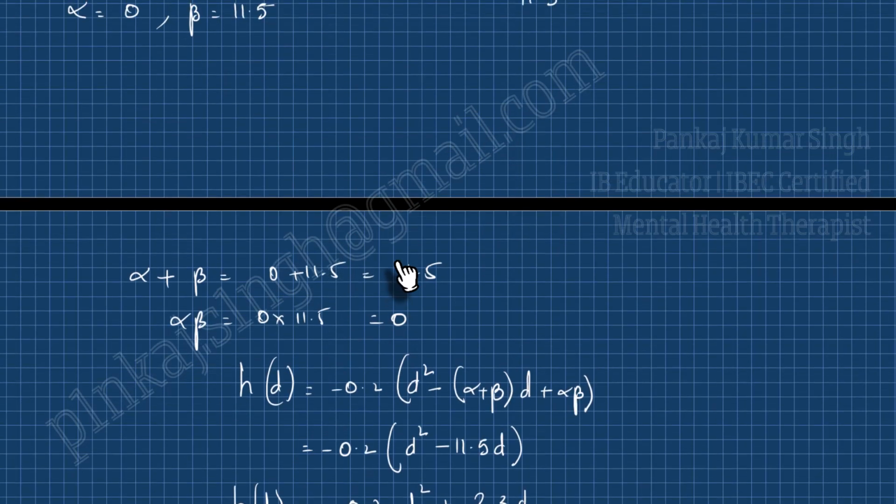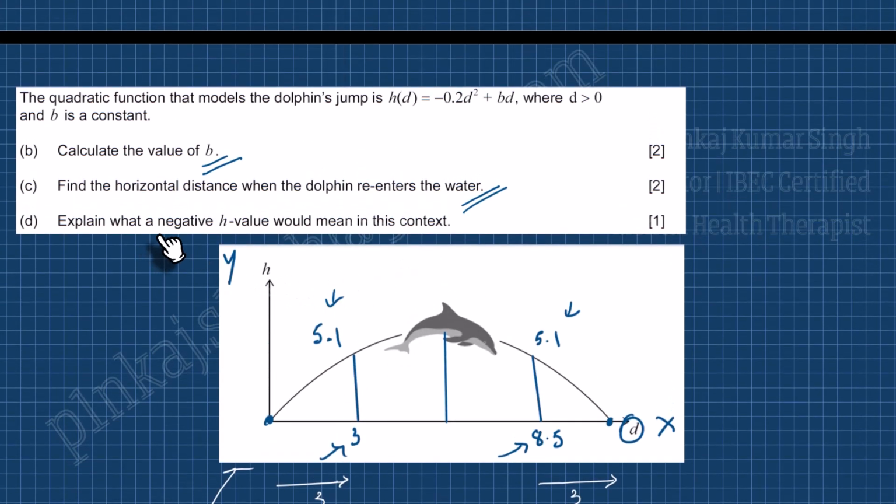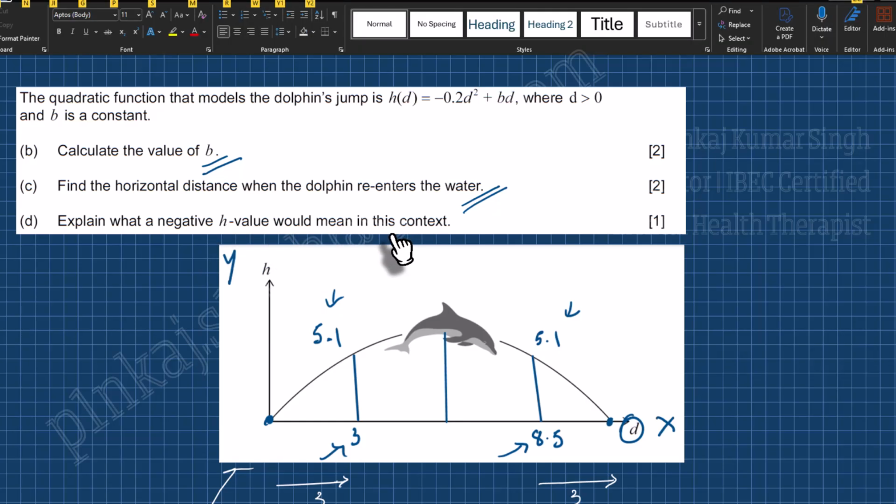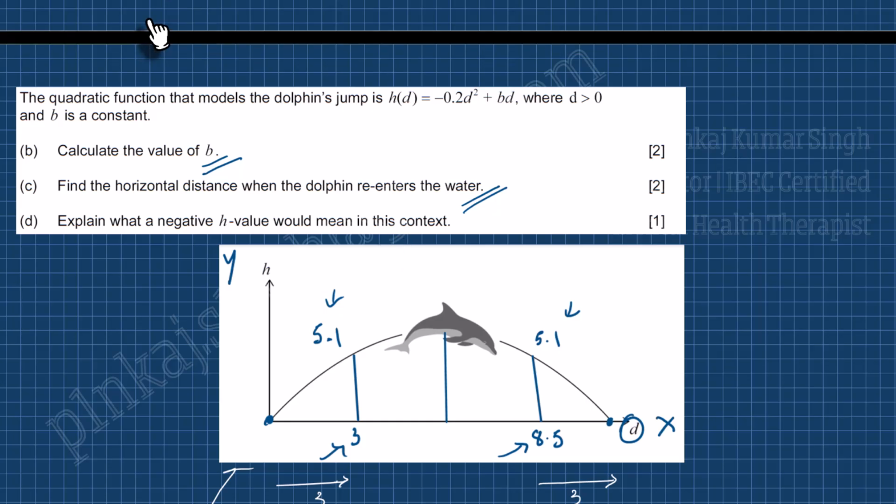In the last part of the question, explain what a negative value of h would mean in this context. The negative value of h would simply mean this. When I'm above the water level, the h values are all positive. So the negative value would simply mean that the dolphin is under the water.